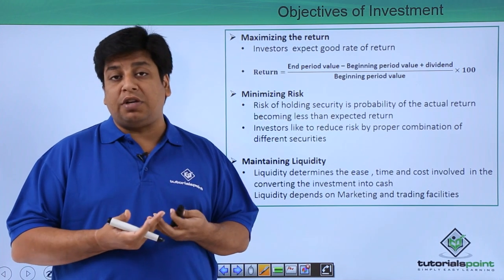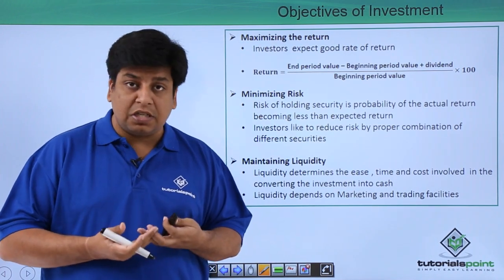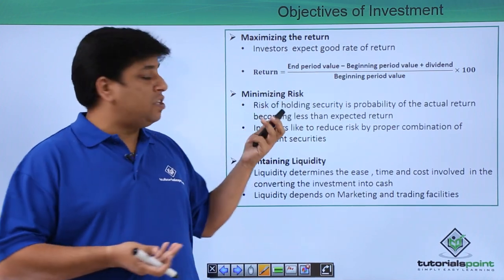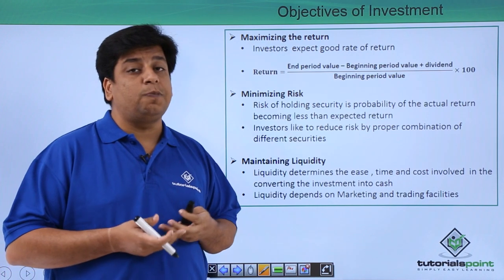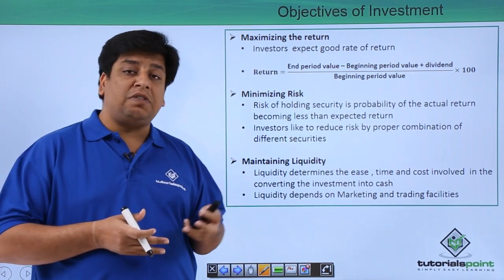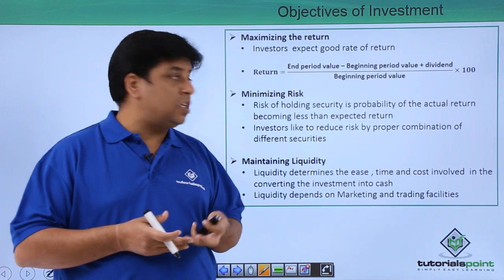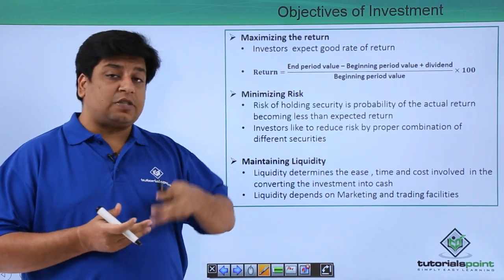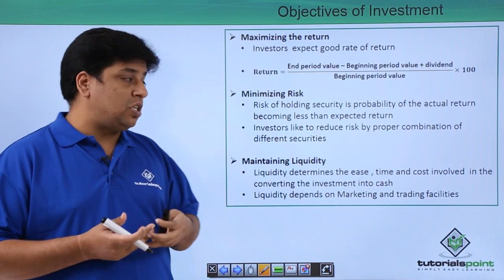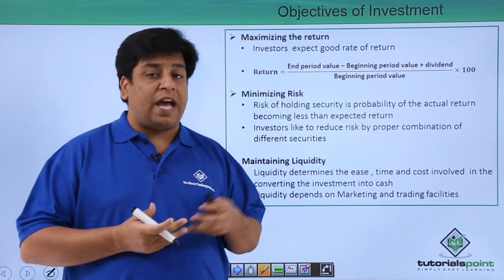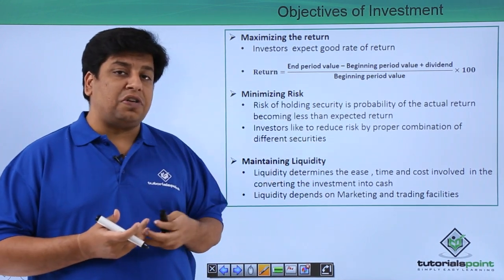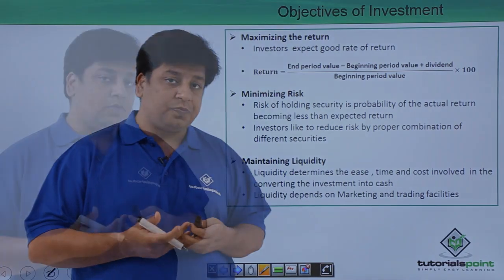So how do we calculate rate of return for any investor? We calculate it by using this formula, which says rate of return is equal to value at the end of the period minus value of the investment at the beginning of the period plus dividend, that's one kind of income which you earn from investing in securities, divided by value at the beginning of the period, into 100. This will give you rate of return, or return percentage.